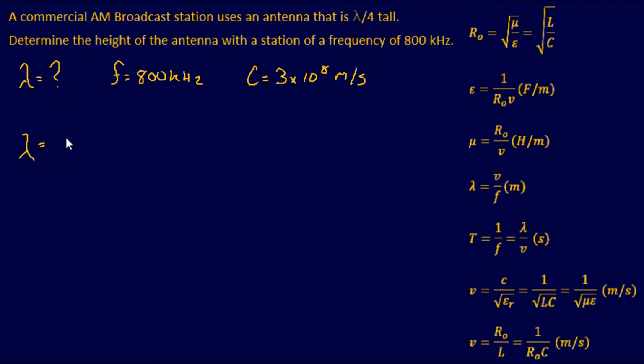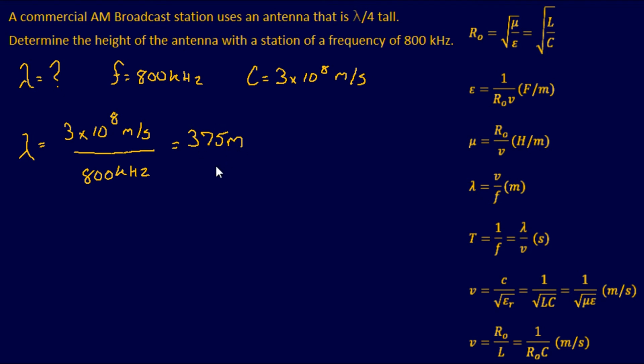Wavelength equals velocity, which is the speed of light. Speed of light is something you're going to use very often in transmission line calculations, so it's best to get accustomed to using it. And over a frequency of 800 kilohertz. And then we're going to throw a wrench at you in a second. So we're going to plug and chug this in our calculator. 3 times 10 to the 8 divided by 800 kilohertz. It's going to give us an answer of 375 meters.